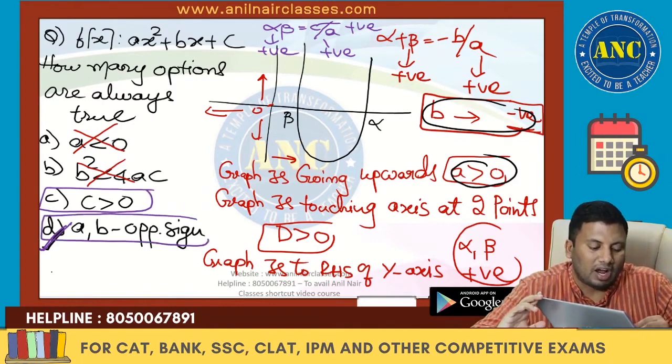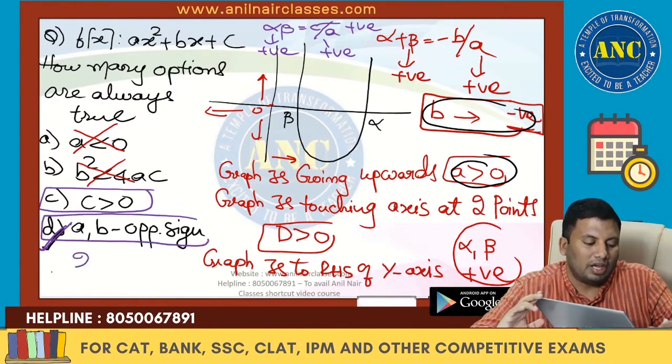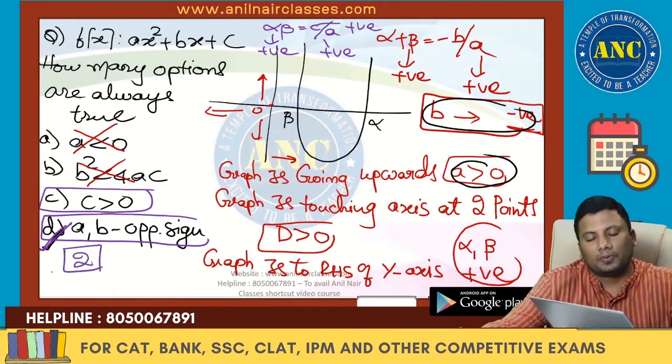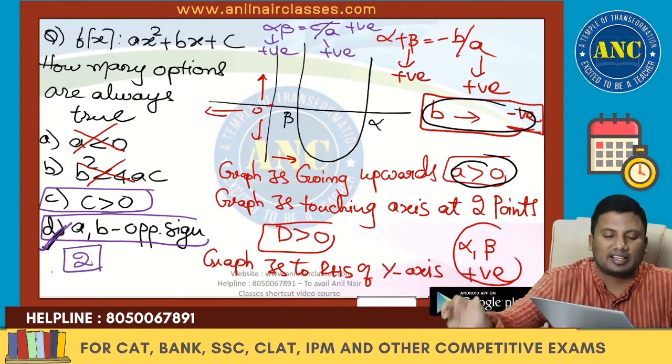A and b are of opposite sign. So how many of them are right? 2 options are always right. I hope the idea is clear.